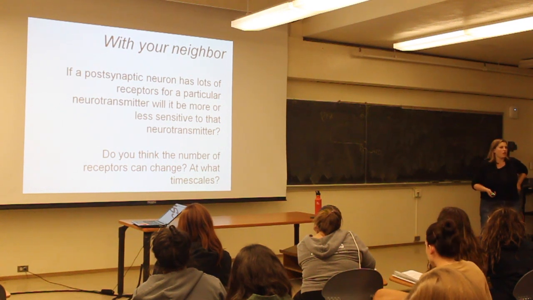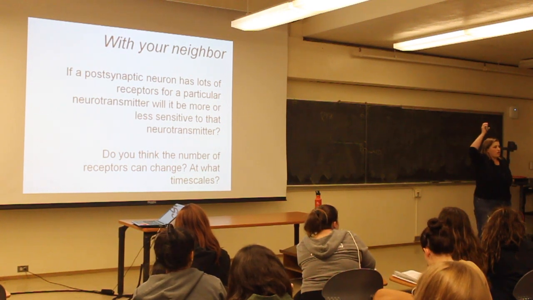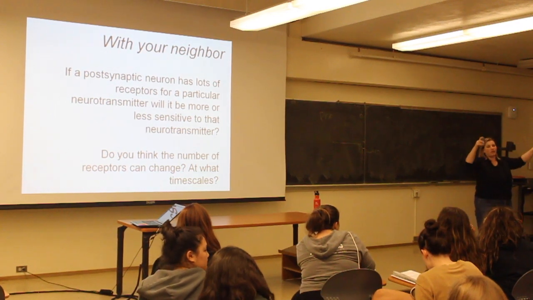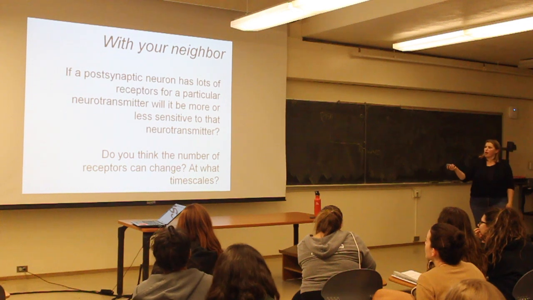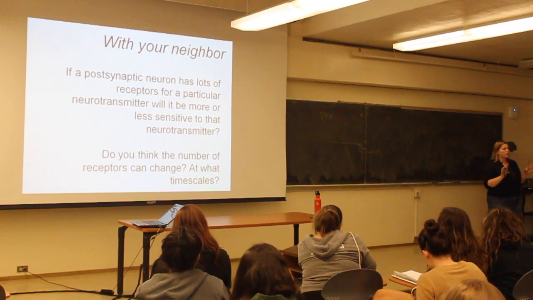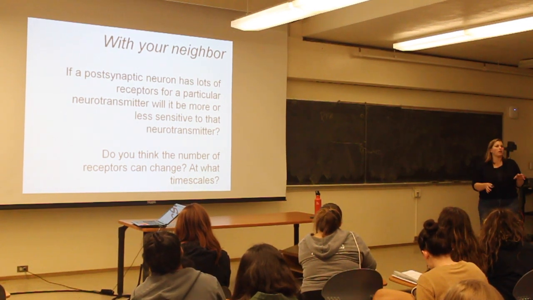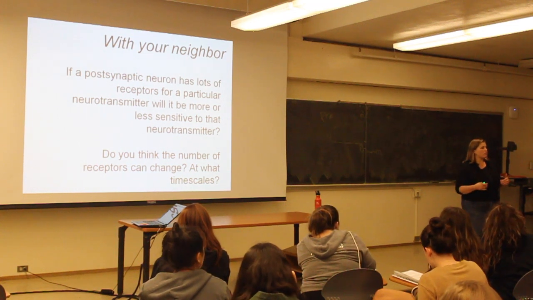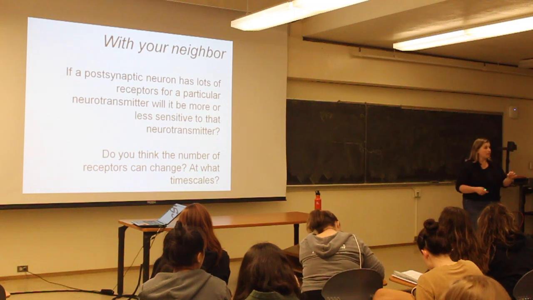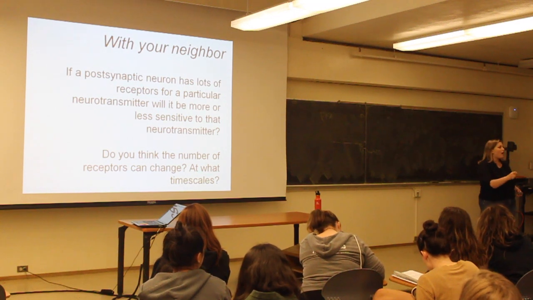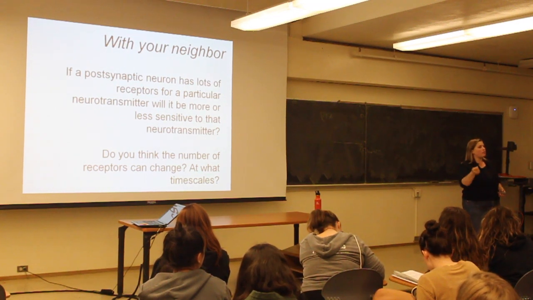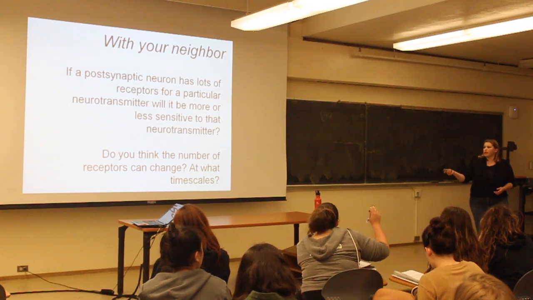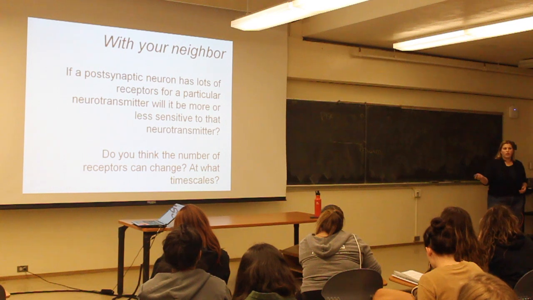What do you think? Who says more? Who says less? Less. This is totally confusing. I have no idea. If you have a whole bunch of receptors for a neurotransmitter, then in general that means you're going to be more sensitive to that neurotransmitter. Okay? And what that means is that you're going to be more likely to fire an action potential if you have more receptors. Okay? Do you think that the number of receptors in the neuron can change?